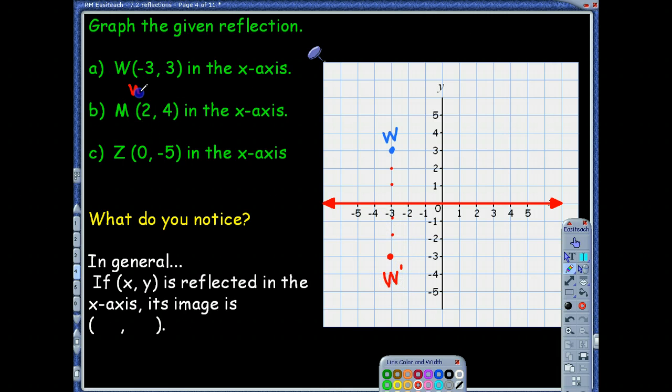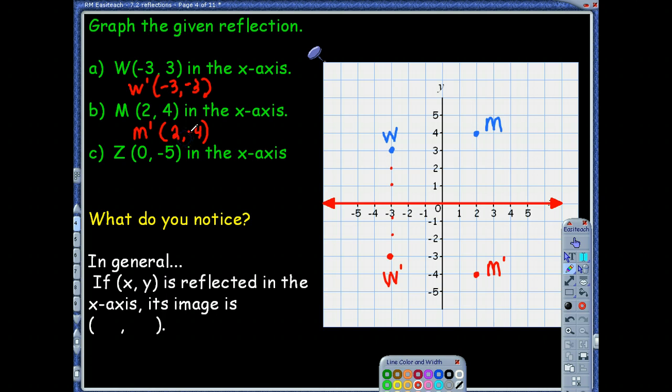So let's go ahead and write down the coordinates for W prime. W prime would be at negative 3 comma negative 3. Now let's go ahead and do M. That was at 2 comma 4. So I'm going to have to count down 4 spaces to get to that line. So I'm going to continue 4 more spaces down, and I should be at 2 comma negative 4.